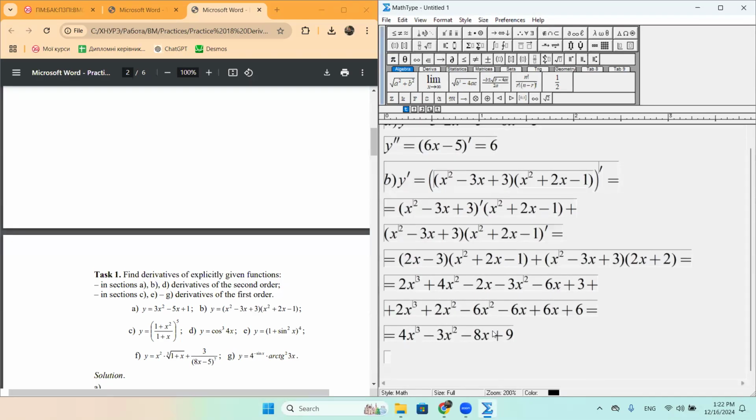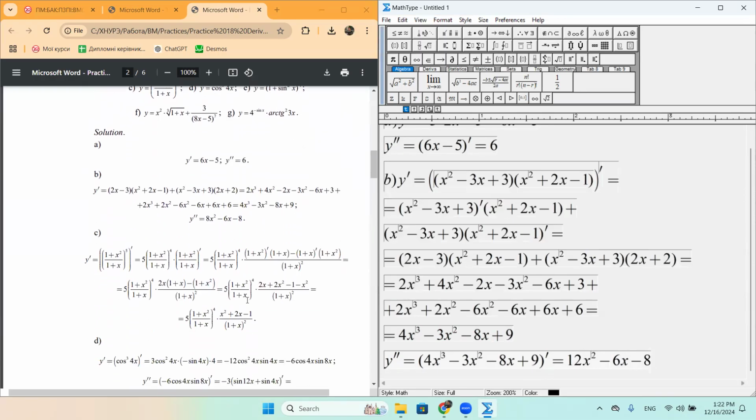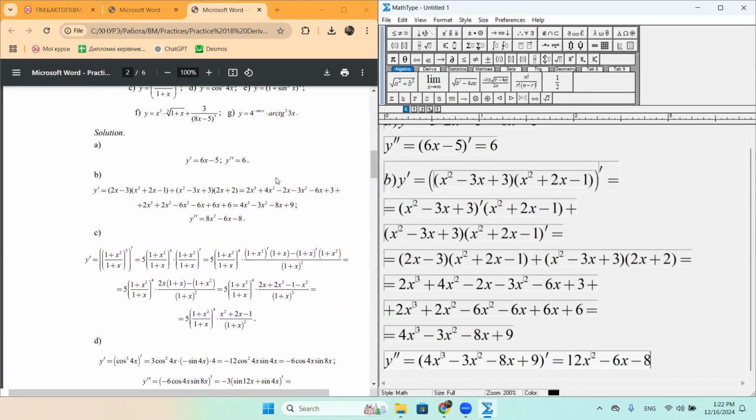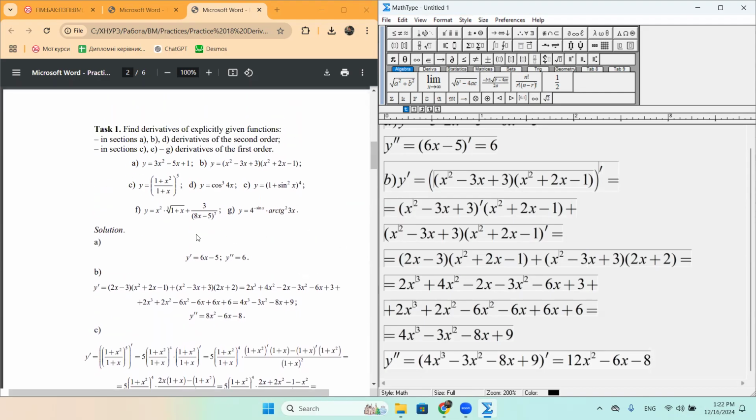And now we need to calculate also the second derivative. So differentiate this expression. It will be 12x squared minus 6x minus 8. And let me check. Yeah, basically everything is correct. So that's it. Any questions about this task?